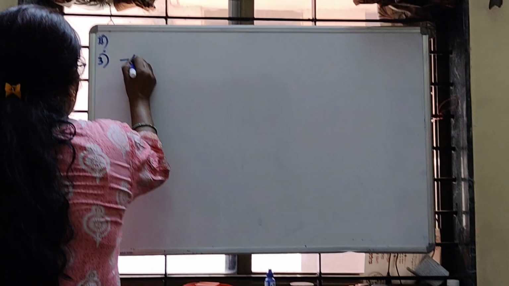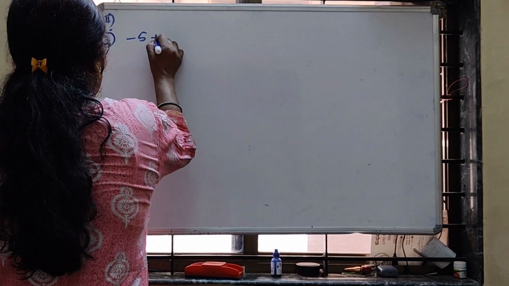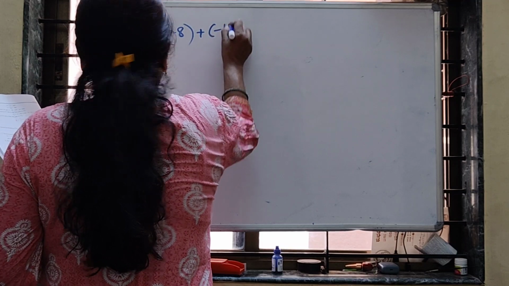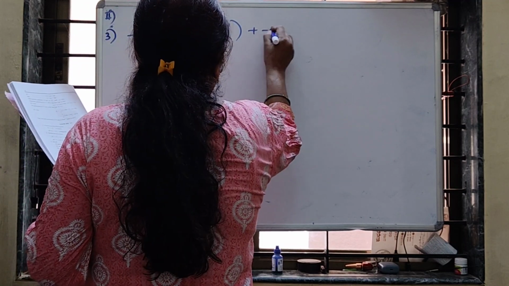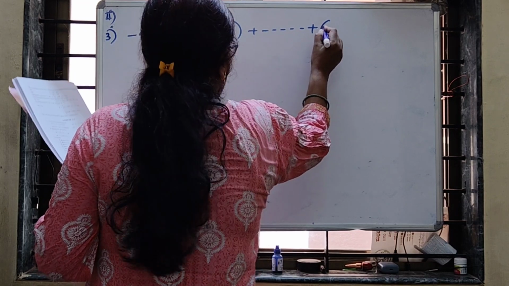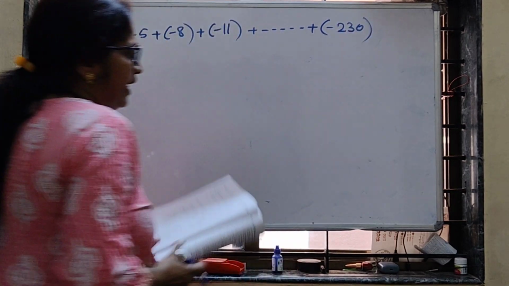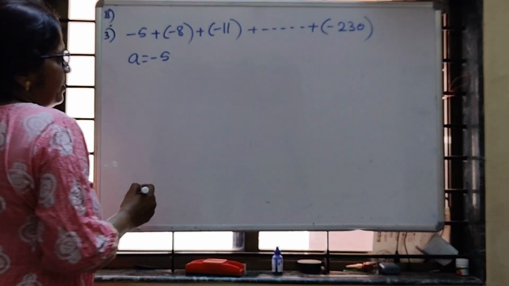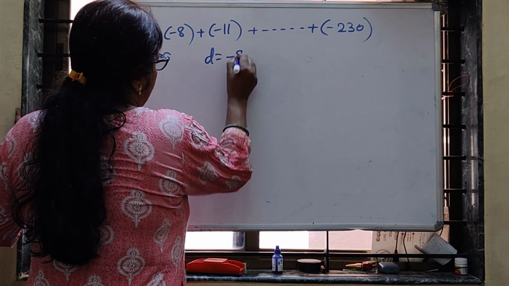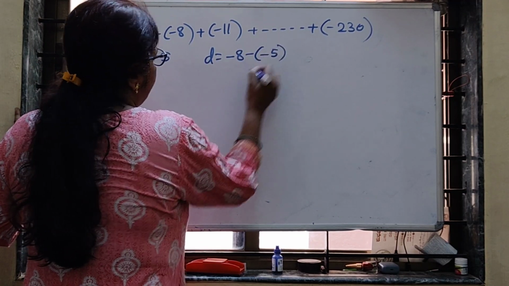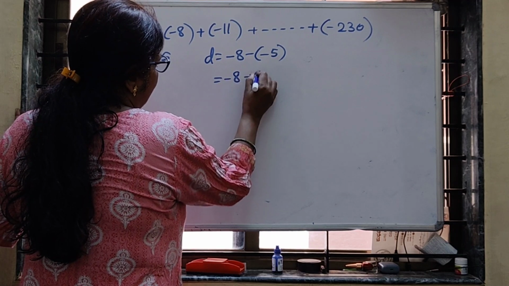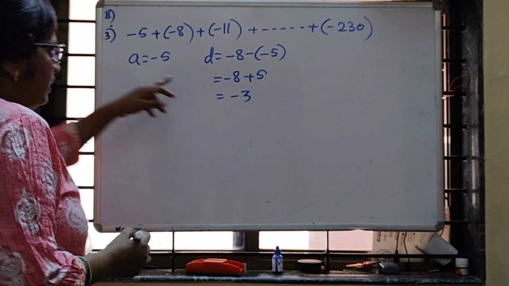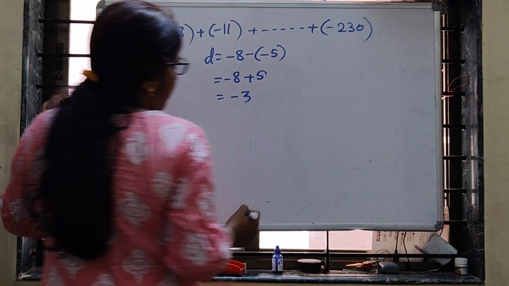Third one is minus 5 plus minus 8 plus minus 11 up to minus 230. So this is the AN, children. A is equal to minus 5. Now d is equal to minus 8 minus of minus 5. So minus 8 plus 5 becomes minus 3. D is minus 3. AN we have minus 230.